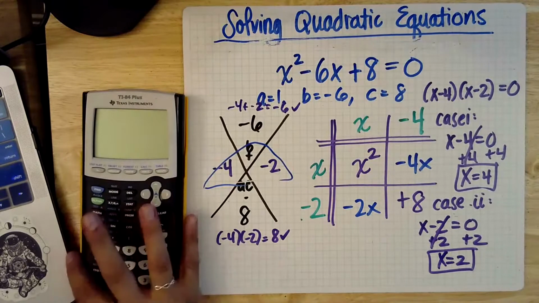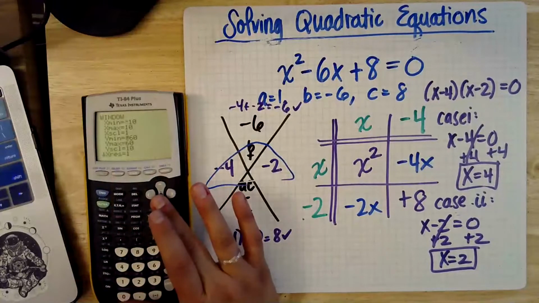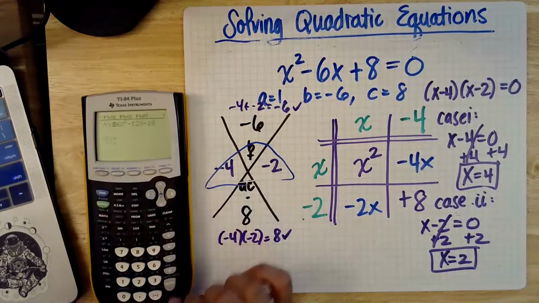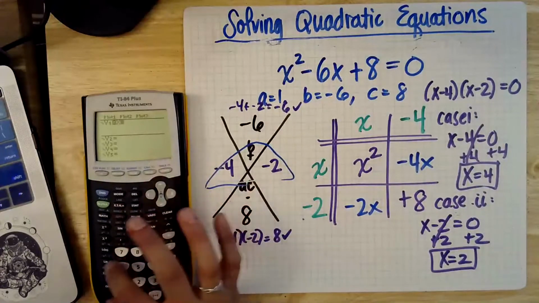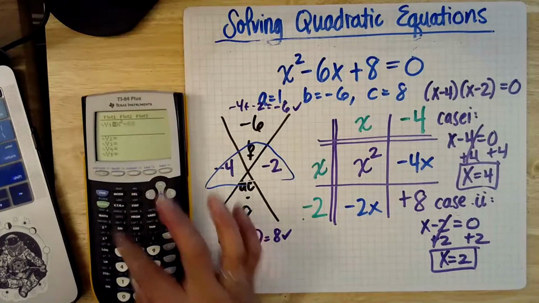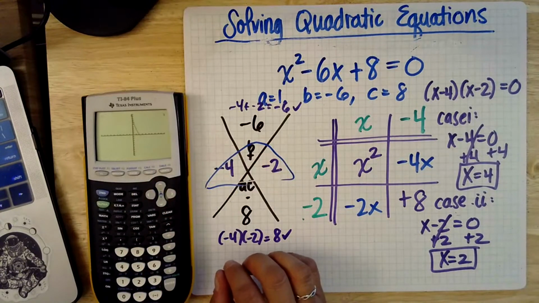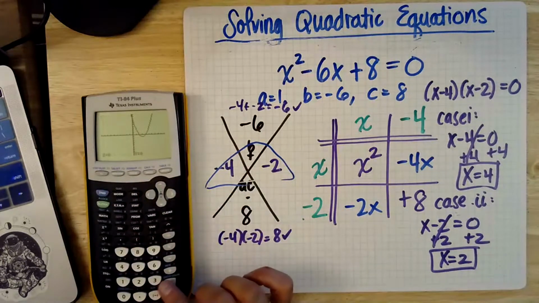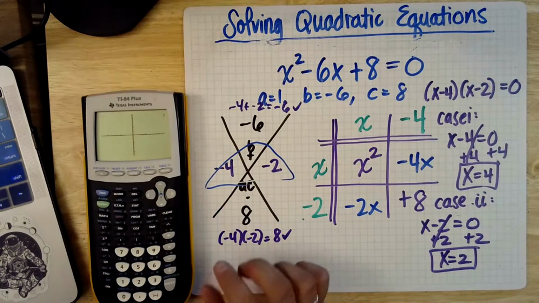So I'm going to see if that's true. Let's go ahead and graph it. So let me just make sure my window is valid. And I'm going to go ahead and enter x squared minus 6x plus 8. I'm going to graph it. Okay. And I'm going to zoom in. Okay. So here I am zooming in.